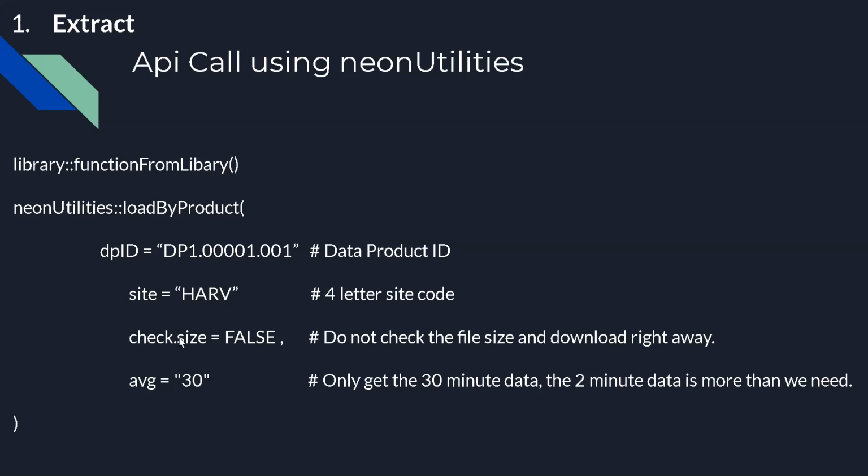Check size is another variable. It asks whether you want me to check the size of the files we're downloading before you download them. I also don't care how much data we're pulling, so I set that to false. And then the avg variable here is just what averaging interval do you want? Like I said, I only really want 30-minute data. The 2-minute data is going to be 15 times larger, and I'm at about 20 gigs now, so any space we can save is going to be nice.